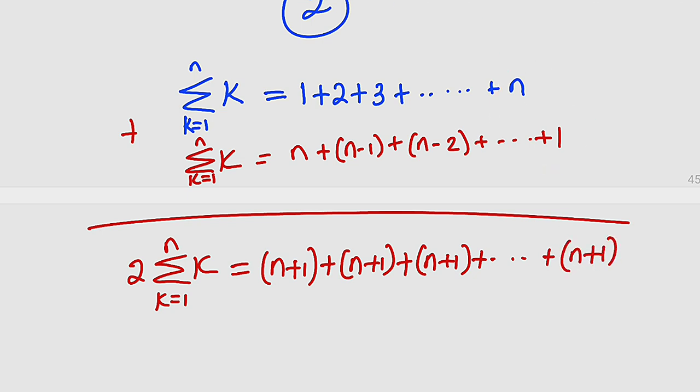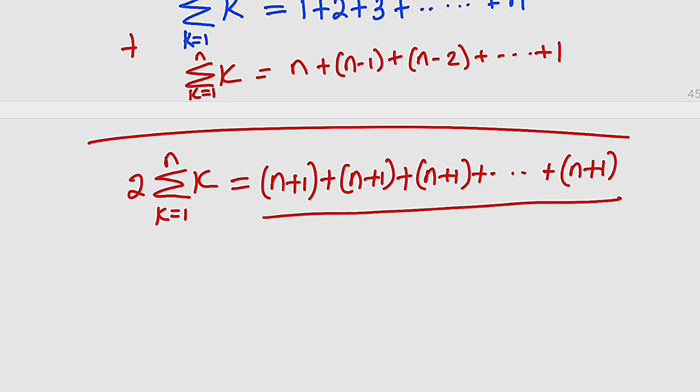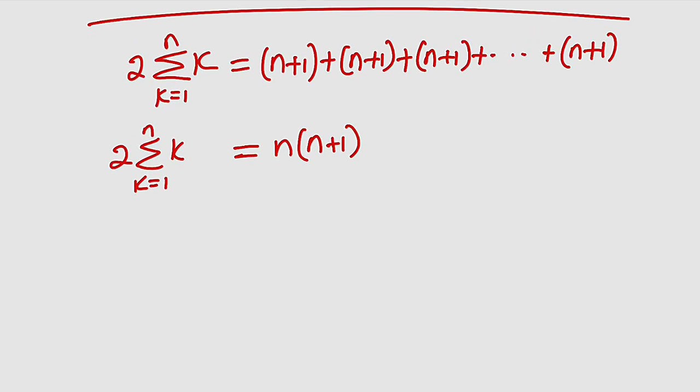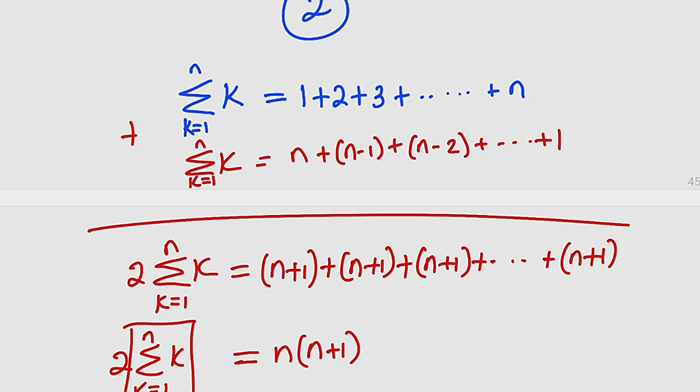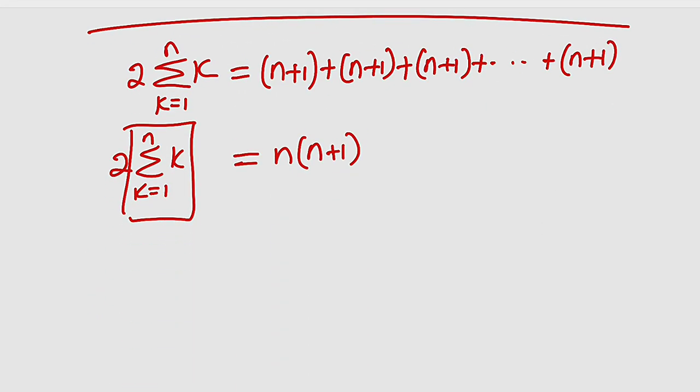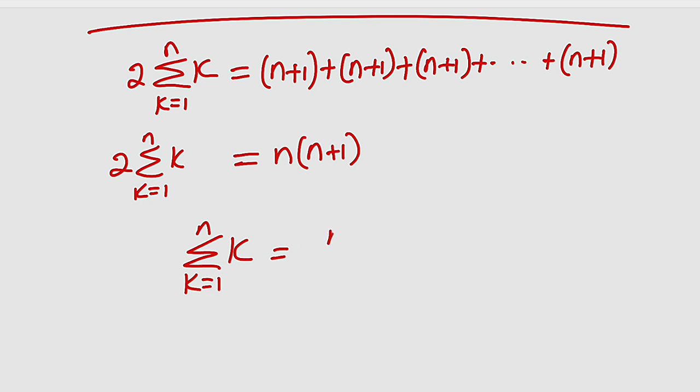n plus 1. How many n plus 1 do we have here? n number of n plus 1. So this is equal to n number of n plus 1, because we don't know how many they are. This is the same thing as 2 multiplied by the summation of k from 1 to n. And since we are looking for this, remember this is exactly what we are looking for, right? That is number 2. Look at it here. We can divide both sides by 2. So finally, the summation of k from 1 to n is equal to n multiplied by n plus 1, divided by 2.